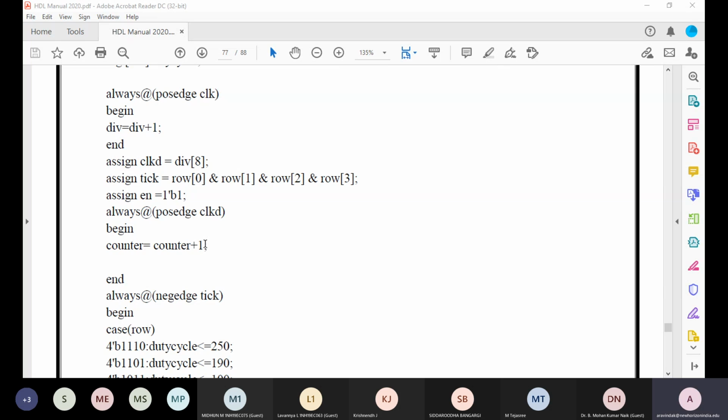Begin counter is counter plus 1. We want to keep a count on whether the switches will be pressed again or not, whether the speed will be changing again or not. And that is finally connected to our variable called duty cycle, that is related to pulse width modulation. So we are using one more variable called counter. Every positive edge of this due 9th position, or clock D, we are incrementing this counter.